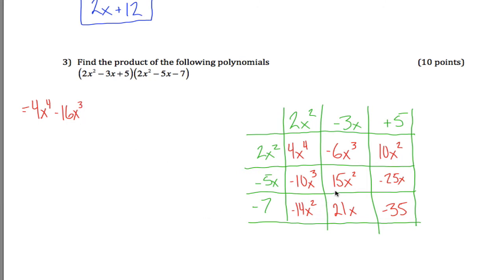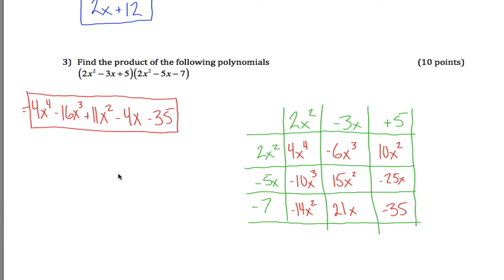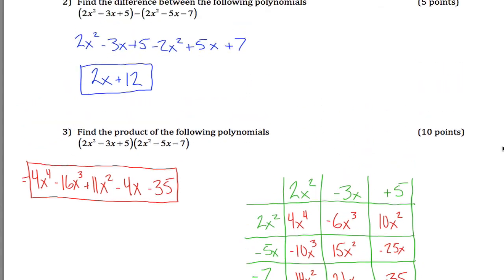About x squared, well, it looks like I got 10 here and 15 more here, which gives me 25. But then I got negative 14 here. So in total, I'm left with 11 x squared. 21 minus 25 is negative 4. So that's how many x's I have. And then finally, minus 35. The product of those two second-degree polynomials is this fourth-degree polynomial. And if you get that, you've done the hardest part of this quiz, and I guess that's the end of the quiz. So I'll stop the video here.